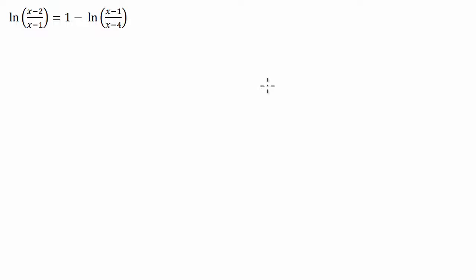G'day guys, we've got a question today which involves natural logarithms. We've got an equation here that we're asked to solve for x. We've got the natural logarithm of (x minus 2) on (x minus 1) is equal to 1 take the natural log of (x minus 1) on (x minus 4).